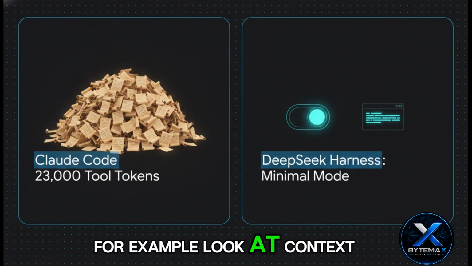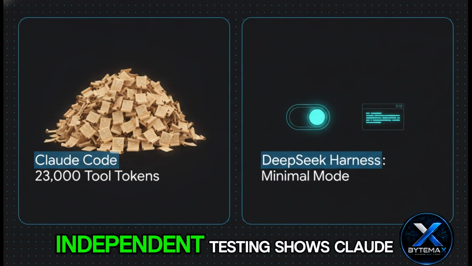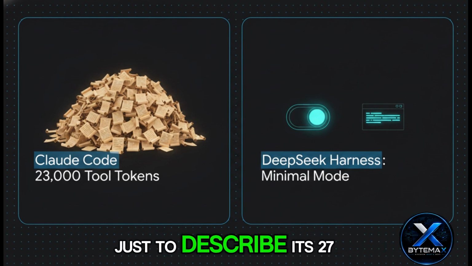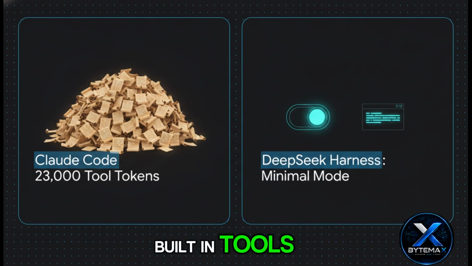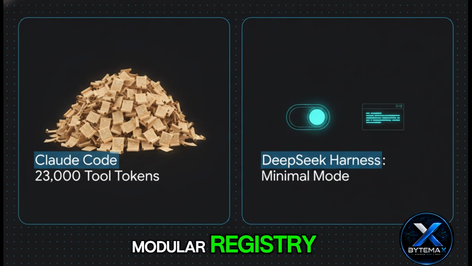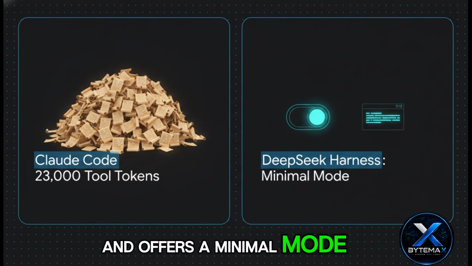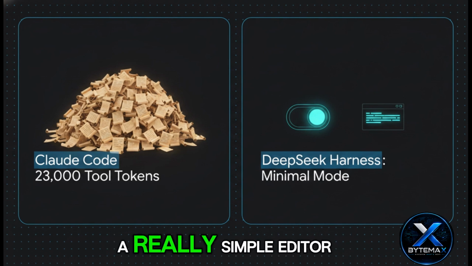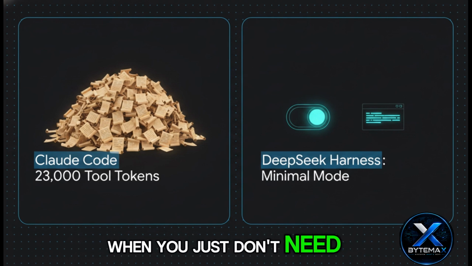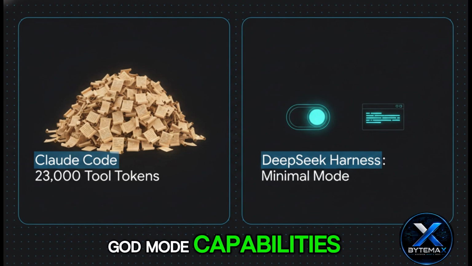For example, look at context management. Independent testing shows Claude Code injects around 23,000 tokens just to describe its 27 built-in tools, as it aggressively explores codebases. DSH takes a different route. It manages tools through its modular registry and offers a minimal mode. This exposes only Bash and a really simple editor, which vastly slashes your token overhead when you just don't need the agent to have complete God mode capabilities.